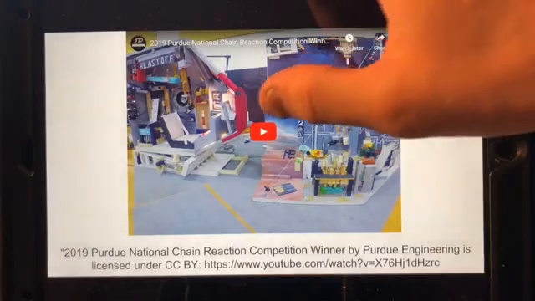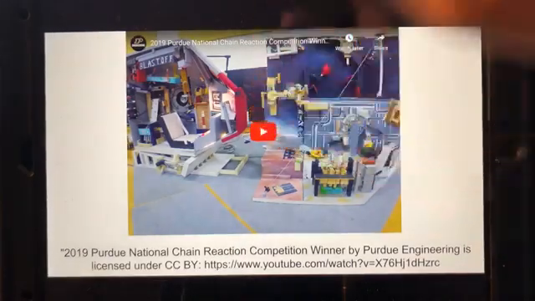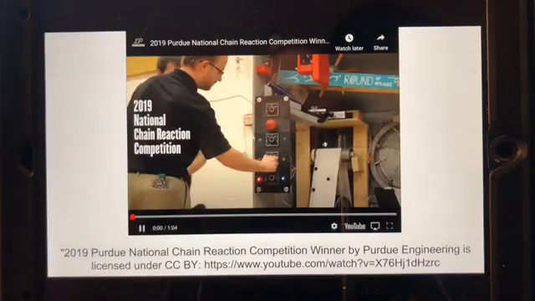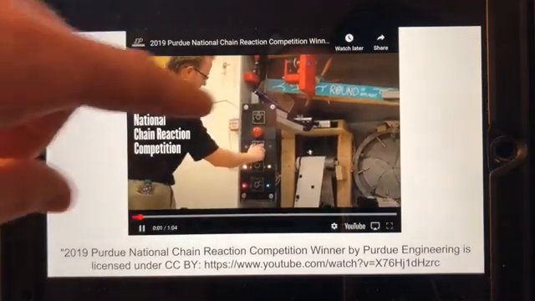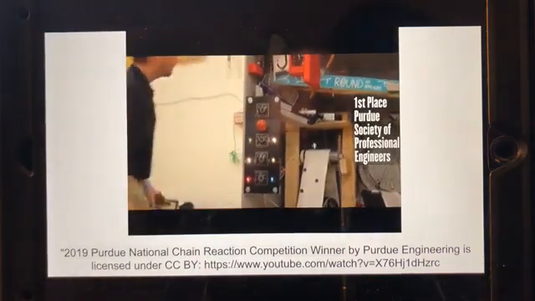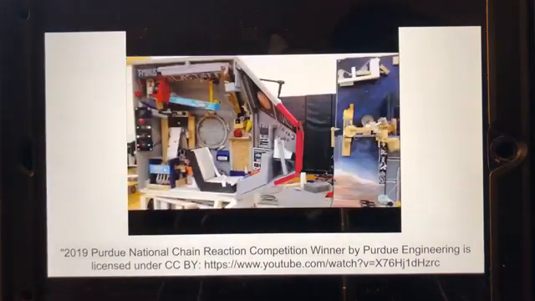So here's an example of an award-winning Rube Goldberg machine, just to give you a sense of what they might look like. So the initial cause is right here, turning this switch. And it starts this chain reaction.